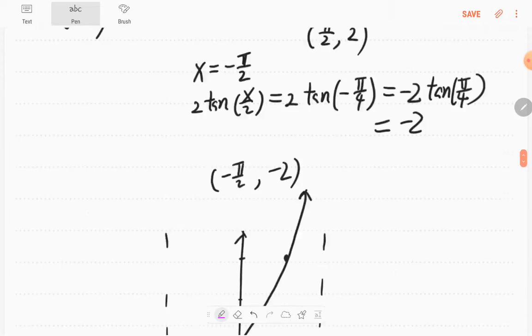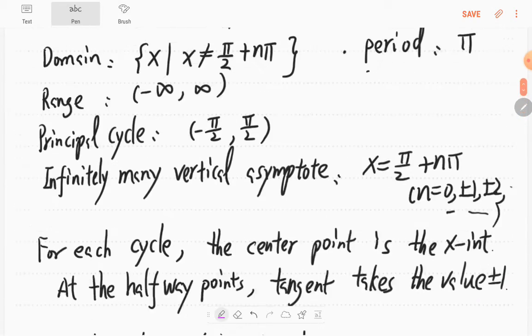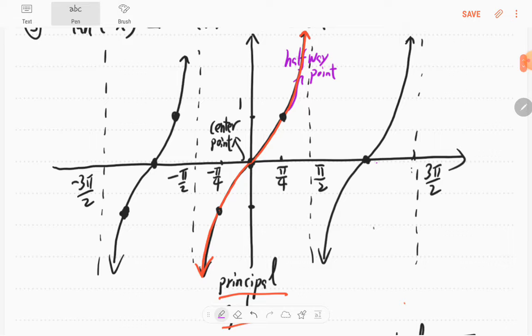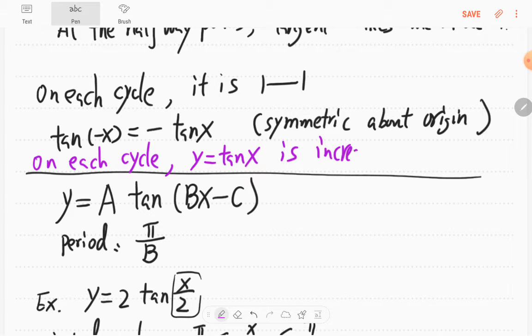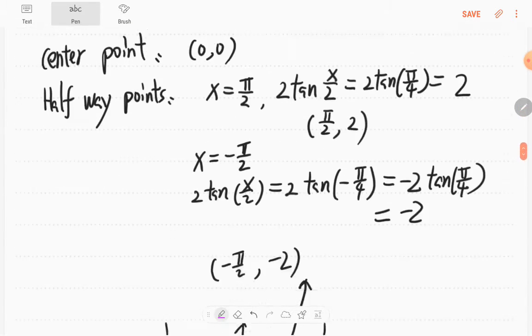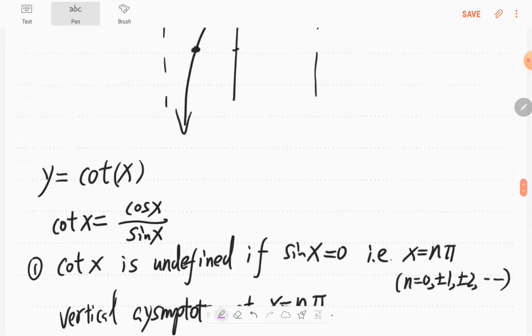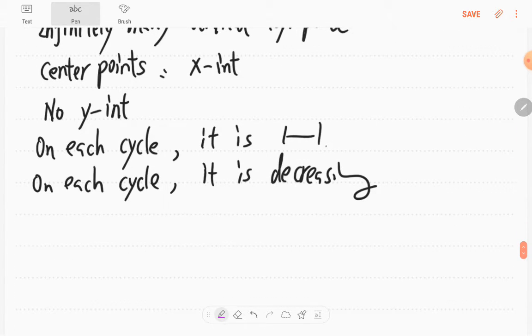Oh, I forgot here for the tangent, on each cycle, which is an increasing function, right? So we should say on each cycle, y equals tangent x is increasing function. Okay, and we have more on each cycle. Oh, yeah, and the graph, tangent, sorry.